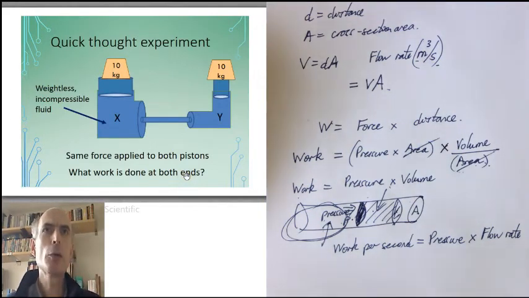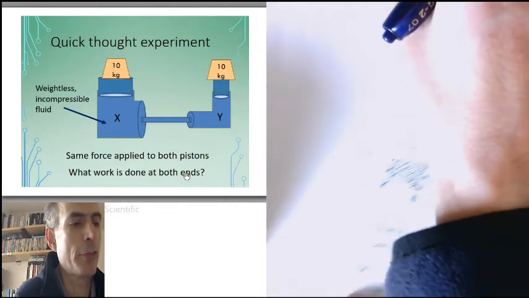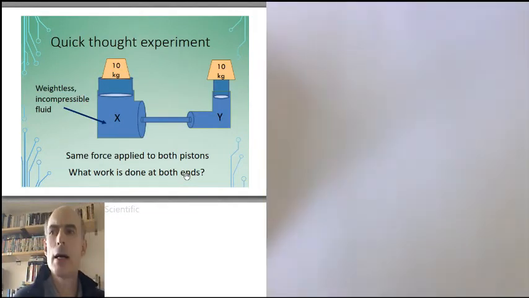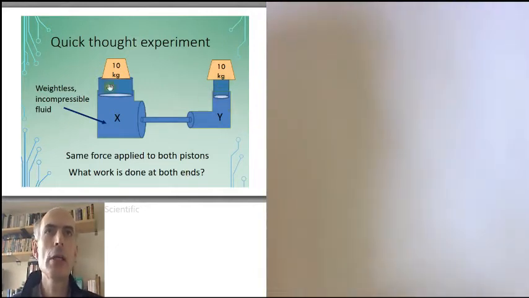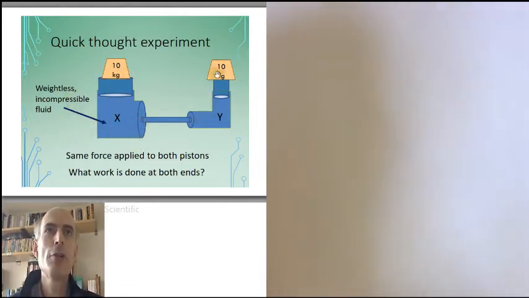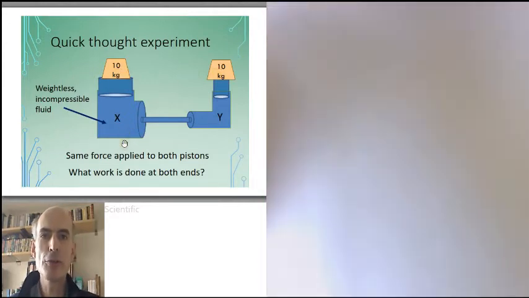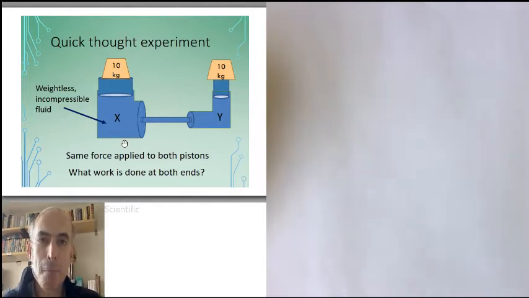Right, quick thought experiment. Supposing we have 2 pistons like this, and we have a 10 kilogram weight pushing down on each of those pistons. The system is full of a weightless, incompressible fluid. I release the 2 10 kilogram weights. What happens? Do they move? If so, which one goes up and which one goes down?